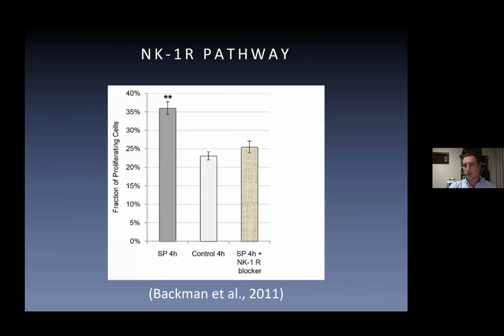This here also shows the ability to nullify that. So when you add a neurokinin 1 receptor blocker, this is an antagonist, a drug that blocks the receptor so that substance P can't act, you actually stop that effect. So what you're showing here is the direct correlation between substance P and that increased proliferation.